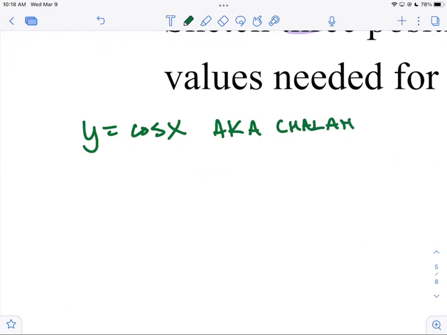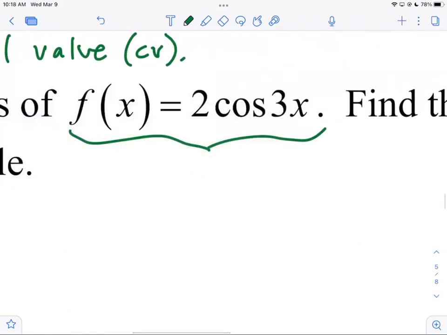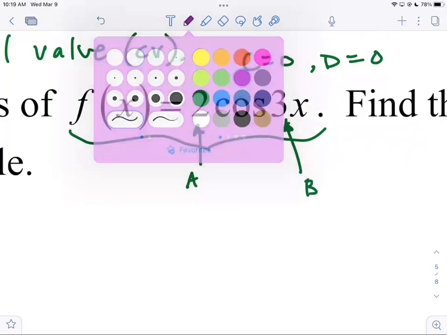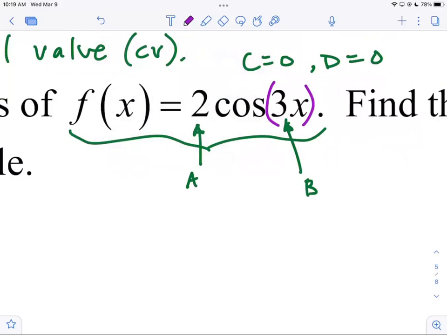Now that I've got the parent function identified, we need to say, is it in standard transformation form? I think yeah, it is. Nothing's added or subtracted, so the value of C is 0 and the value of D is 0. So this is your A value and this is your B value. If you want, you can put parentheses around 3x. That helps you see the inside. That's our angle. Our angle is 3x.